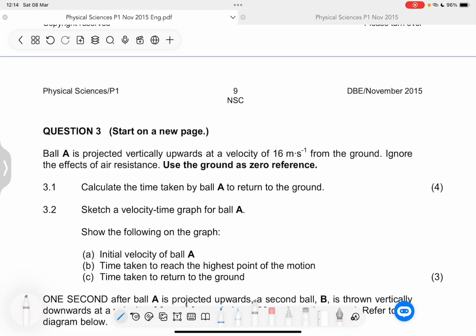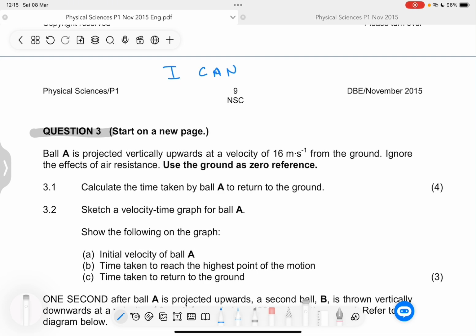I am truly excited to share with you the memo of question 3 of the November 2015 final examination. As usual, before we can begin this question, I'm going to write my academic constitution that says I can.